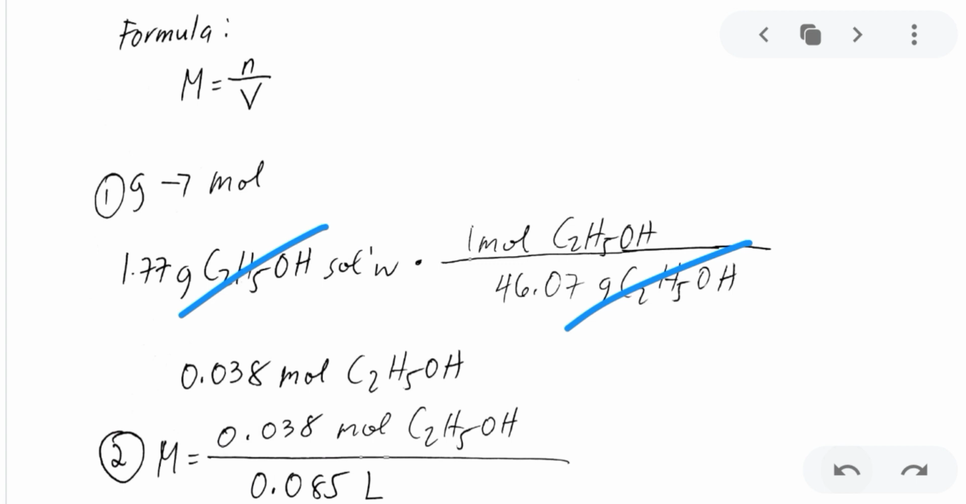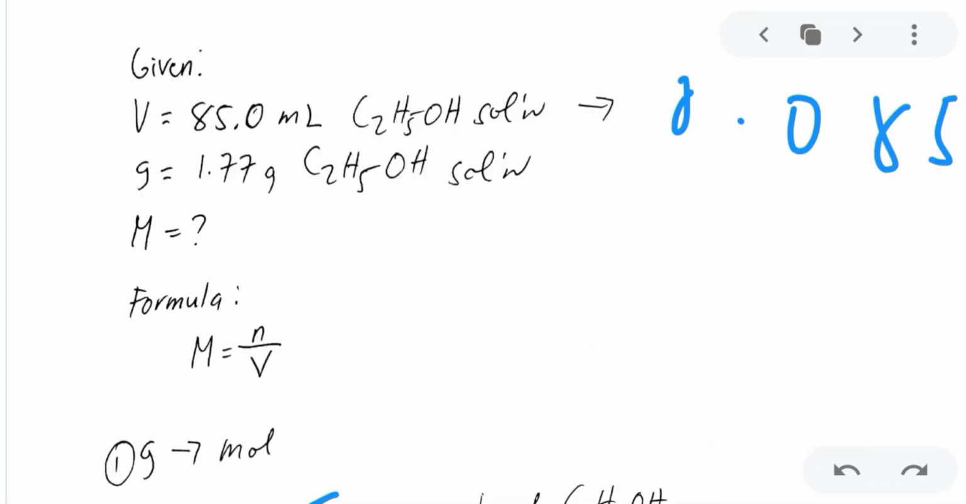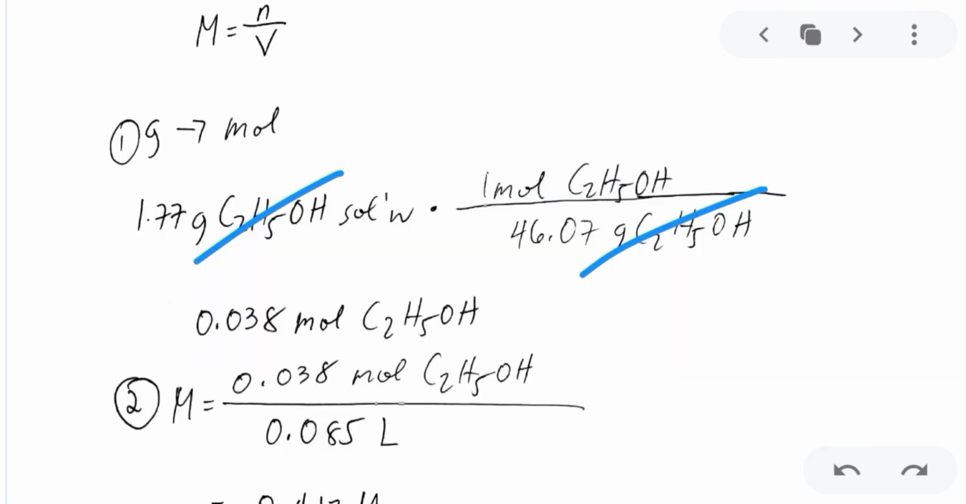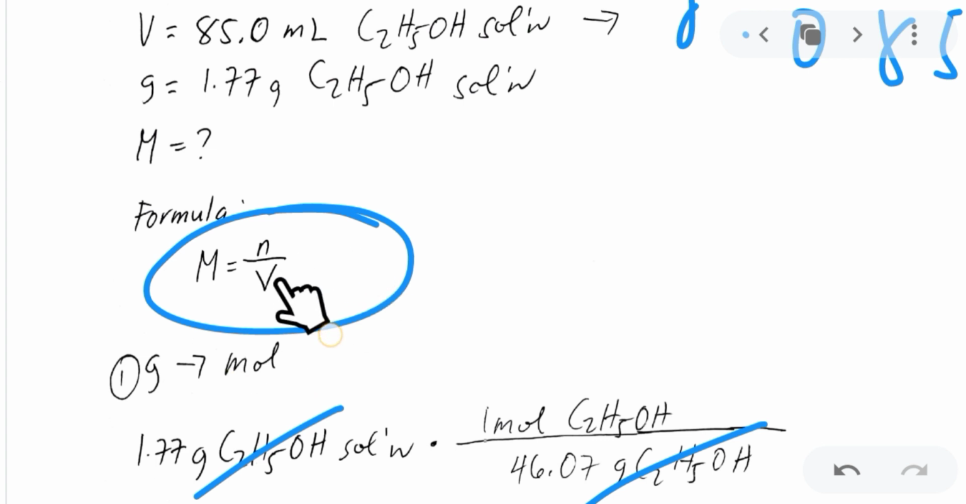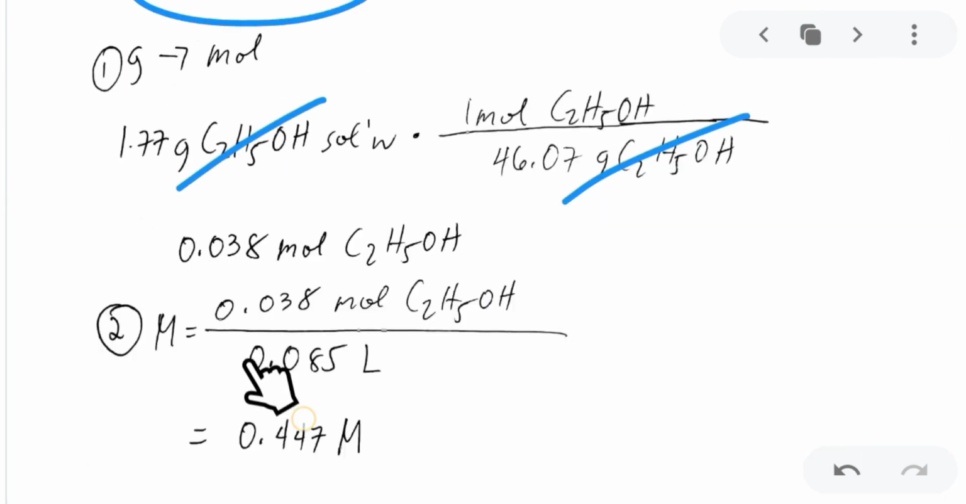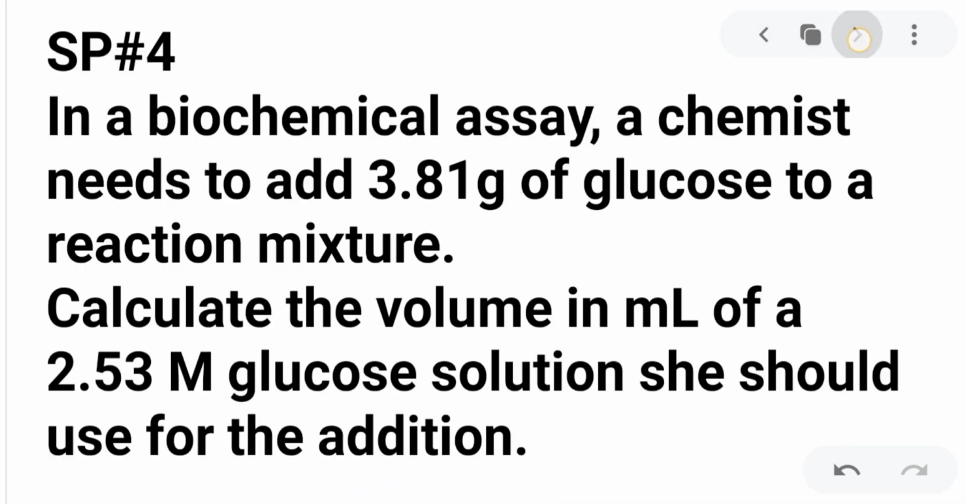Now you can find the molarity, since it has met the desired unit, which is the mole. And then, we have the volume in liters for the volume of solution, which is 0.085. So, for step 2, you will be using this formula: molarity is equivalent to the moles of solute per liter of solution. It is just substitution. The moles of solute is 0.038 mole of ethanol over 0.085 liters. Perform the division, and you will have 0.447 molarity. Again, the contraction of mole per liter is molarity. So, this is the answer. Alright? Next, sample problem number 4.